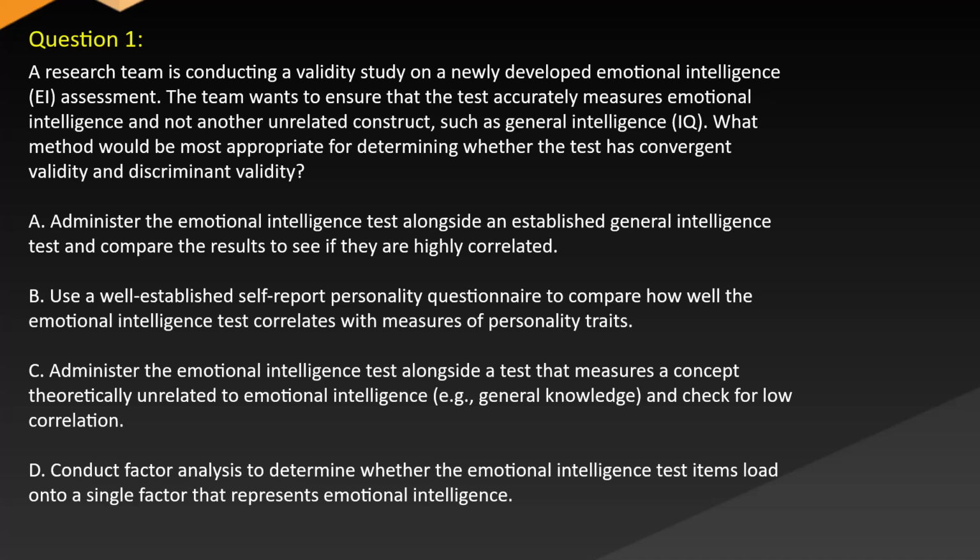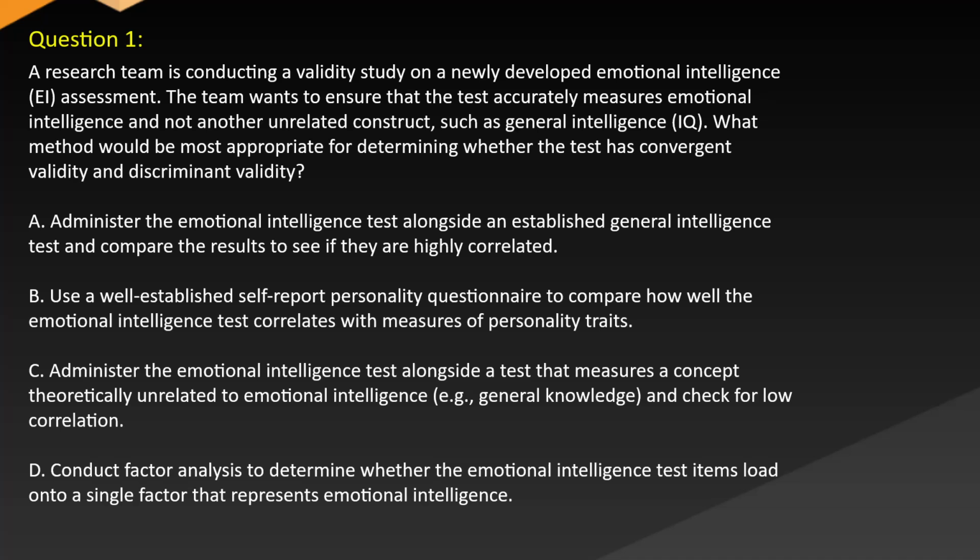Question 1. A research team is conducting a validity study on a newly developed emotional intelligence assessment. The team wants to ensure that the test accurately measures emotional intelligence and not another unrelated construct, such as general intelligence (IQ). What method would be most appropriate for determining whether the test has convergent validity and discriminant validity?